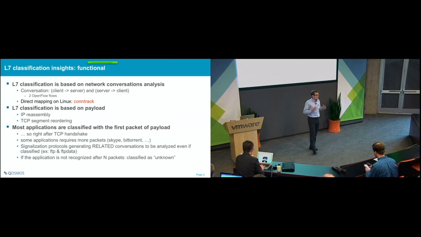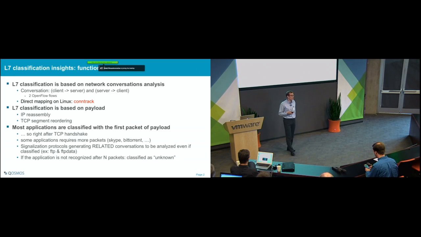So you have to correlate the client to server and server to client directions, and this is exactly what the Linux conntrack is doing. When you have the conntrack, you have a handle to both directions of the conversation. Also, layer 7 classification requires IP reassembly and TCP segment reordering, because you cannot recognize a protocol if the payload is scrambled. So you first need to reorder it, even if disordered TCP segments are not very common on real networks.